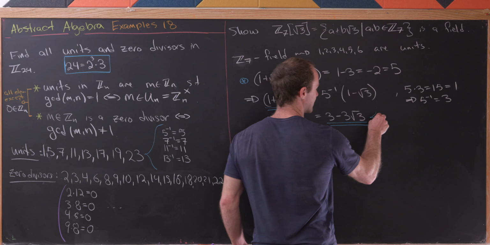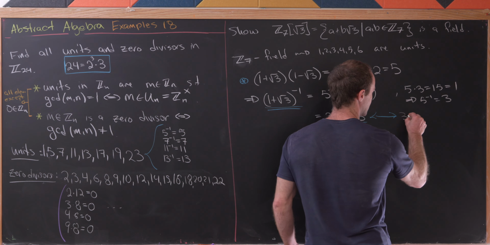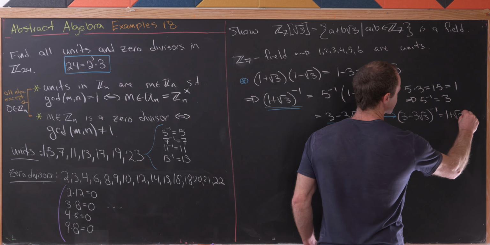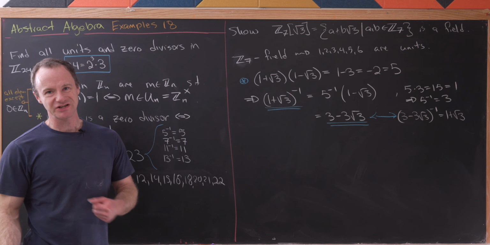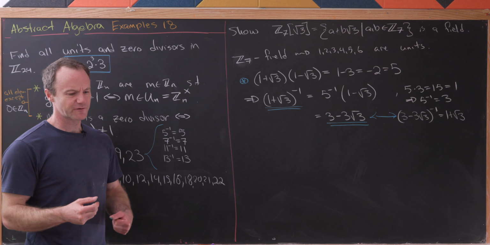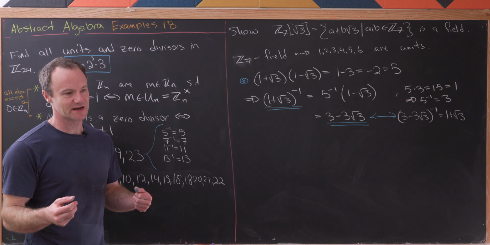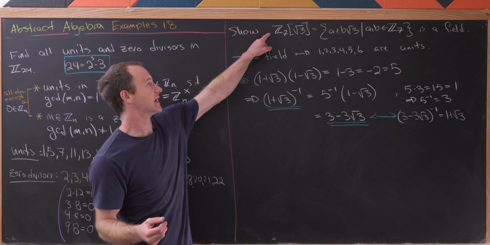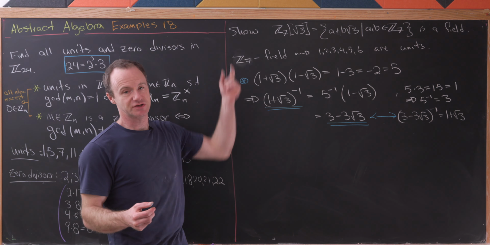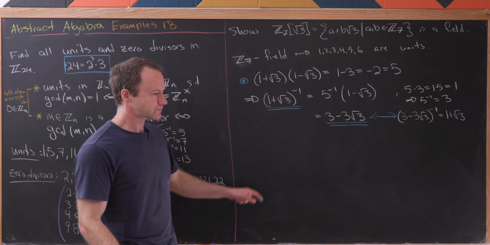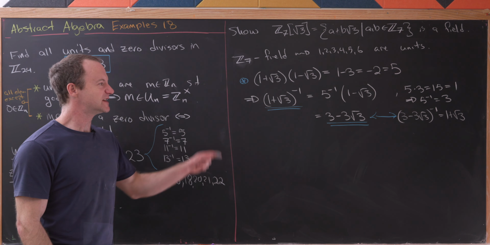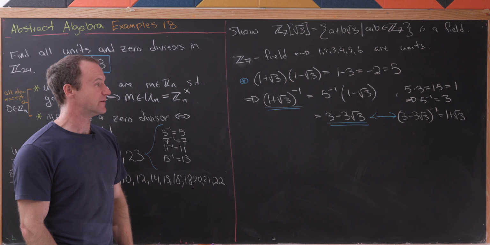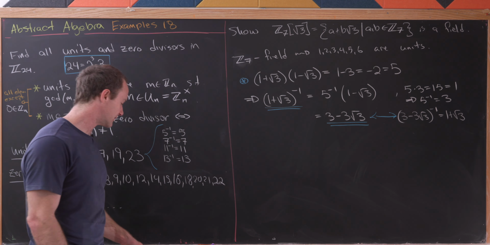But that means we've really found a pair. Notice that also (3 minus 3 root 3) inverse is equal to 1 plus root 3. And then you can just continue to play this game. You could of course make a whole multiplication table, but that's going to involve multiplying 49 elements by 49 other elements, because there are 49 elements in here. I guess you don't need to multiply by 0, so it's really 48 by 48. This gives us a way to construct them a little bit more quickly.